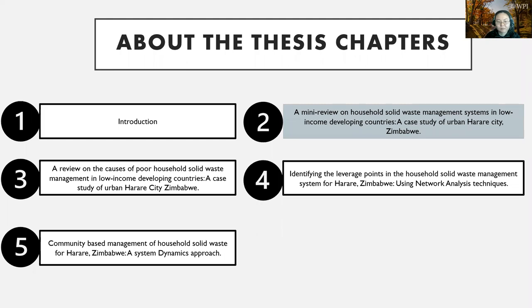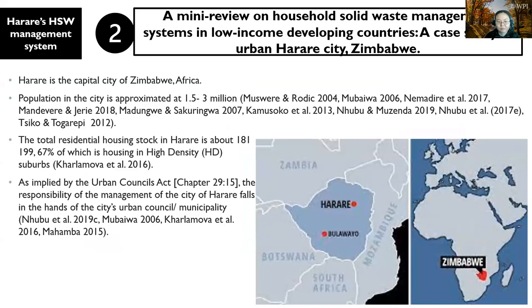So now for chapter two, that is the mini review that we did on the household solid waste management system. So Harare, just to give a background of the city, it's the capital city of Zimbabwe, which is a country in Southern Africa. And Harare in itself is a city which is found in the northern part of Zimbabwe. And the population is quite debated in literature, and some say it's 1.5, some say it's about 3 million, and some say it's over that. So yeah, it's quite unpredictable, because the last census that they did was around 2010. So you can imagine that they do not have much reliable data when it comes to the population.